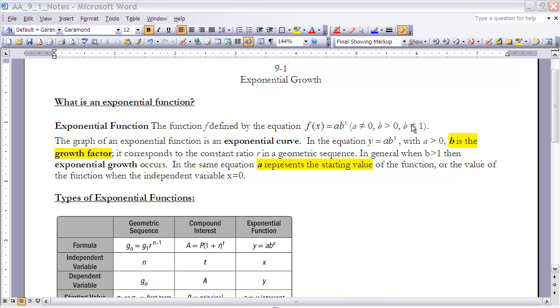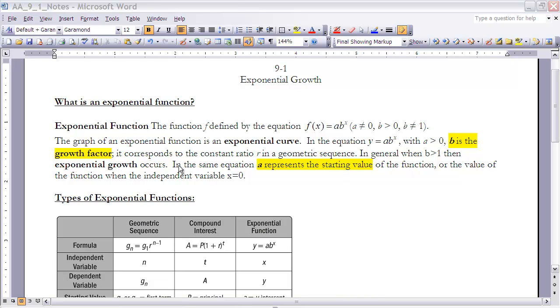Now, as you look at the equation y equals ab to the x, with a greater than 0, then b is the growth factor. When we say b is the growth factor, it determines basically how fast that function increases. That number corresponds with the r, that constant ratio in a geometric sequence. And in general, if b is greater than 1, then we have exponential growth.